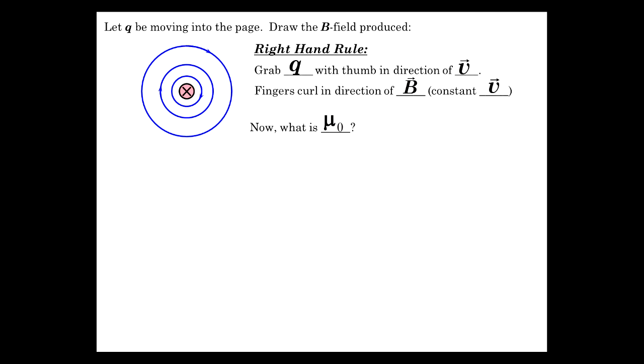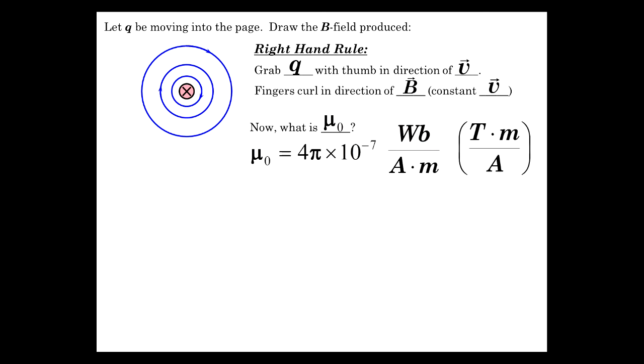Now, what is mu zero? It's time to see the connection between this magnetic constant and bring in the permittivity constant as well. This is called the permeability, the ability for a magnetic field to exist in the medium we're discussing. Now, mu zero turns out to be exactly 4 pi times 10 to the negative 7. Seems a little strange, probably. And it's Webers per amp meter. But remember, a Weber is a Tesla meter squared. So this is Tesla meter over amps.